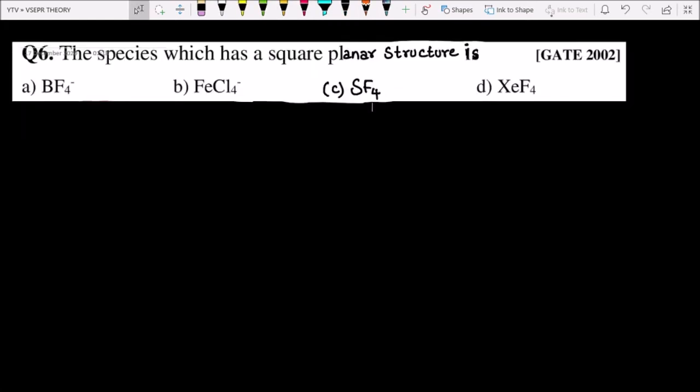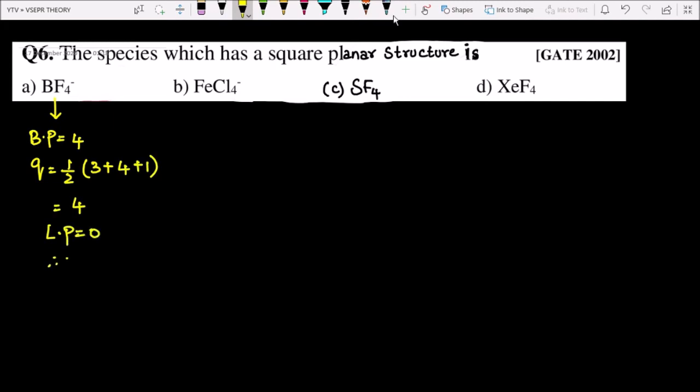In this question, they are asking us to find out the species which has a square planar structure. If you consider the first one, BF4 minus, the bond pair is equal to 4. If we find the quotient, half into valence electron of the central atom plus number of monovalent atoms plus charge, because it is minus 1 you put plus 1, it's going to be 4. So the lone pair is equal to 0. Therefore, the shape is going to be tetrahedral. So this cannot be the answer.